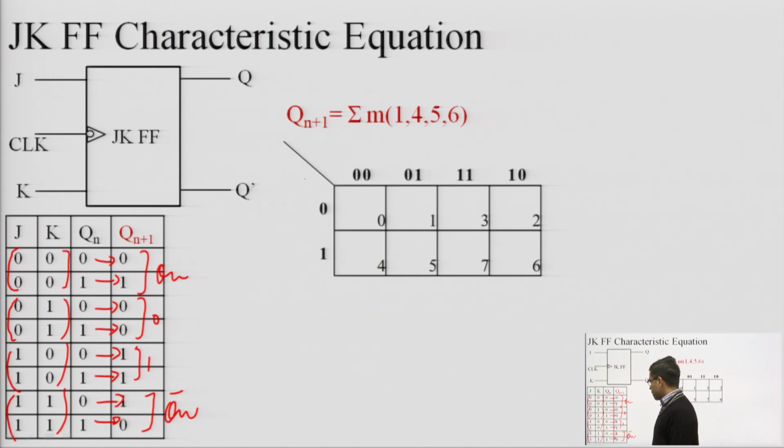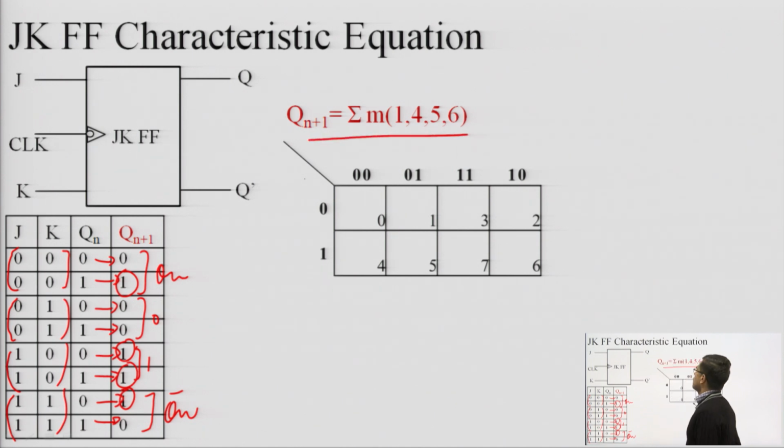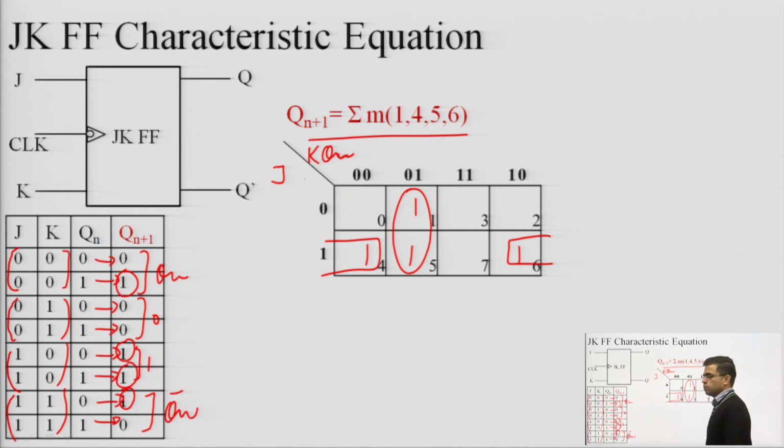Again, from this characteristic table we can observe that there are 4 high minterms, which correspond to 1, 4, 5 and 6. These are the high minterms for Q n plus 1 of JK flip flop. So, let us mark the independent variables on the K map, then place these minterms 1, 4, 5 and 6. The grouping is quite simple: this is a pair and this is a pair at the edges of the bottom row.